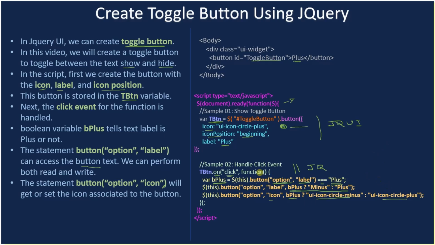So all these steps are happening during the button click. And you can see how we are mixing the jQuery UI as well as jQuery APIs. All right, the tbtn.on is a jQuery API, and here we are making a call to the button function, and these are all coming from the jQuery UI. Based on the B plus Boolean variable, we flip the icon as well as the button text. Here we are flipping the button text, and here we are flipping the icons.